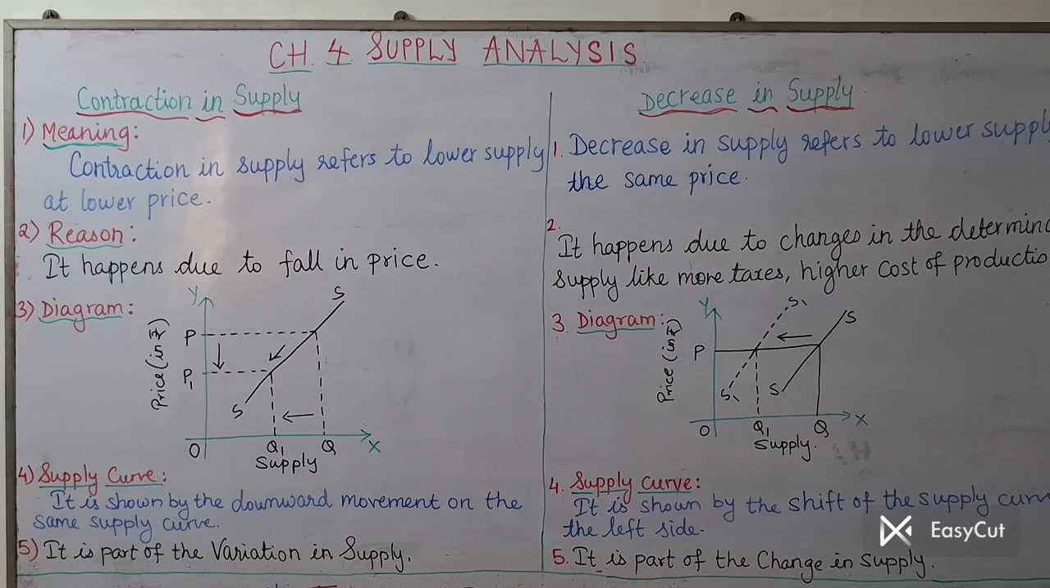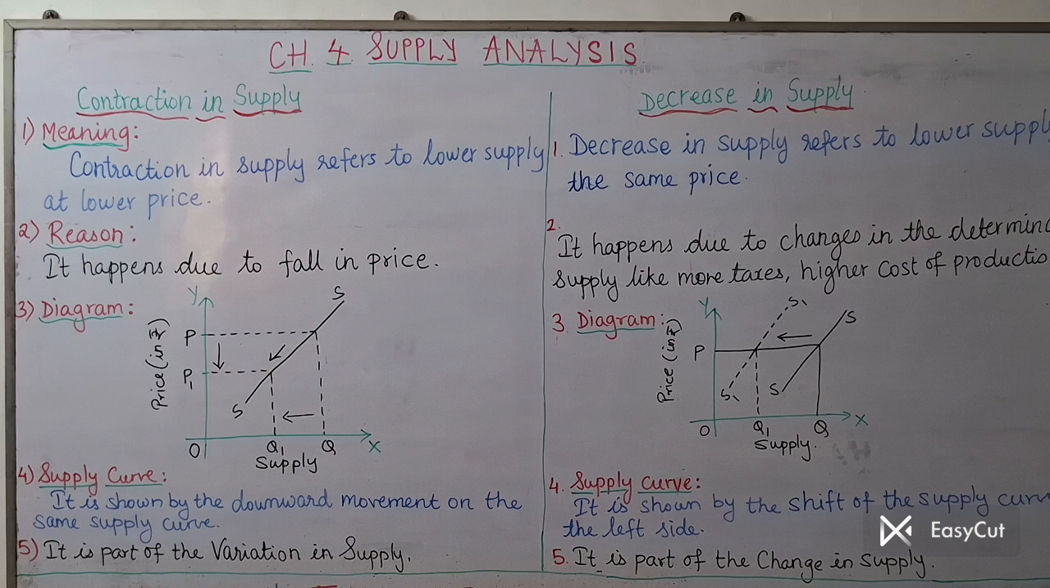Let us start. Contraction in supply. First point, meaning. Contraction in supply refers to lower supply at a lower price. That means whenever the price lowers from the seller side, supply will also be less, and that is contraction in supply. So basically it happens due to price. Since price lowers, the supply becomes low. That is called contraction.